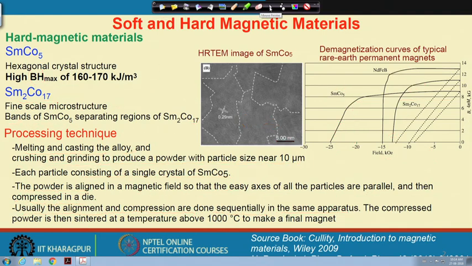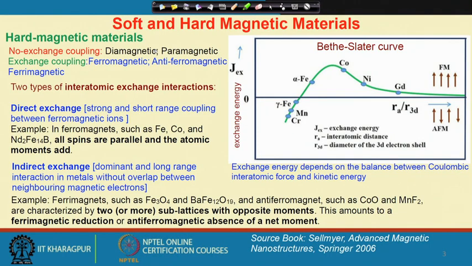Now, there must be some principle or underlying physics of improving this coercivity value, and they should be discussed today. So, how do we choose a different element to produce a hard magnet and make it harder? So, this fundamental principle can be explained basically using the Bethe-Slater curve.